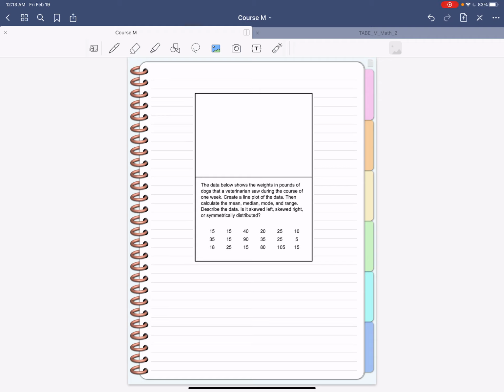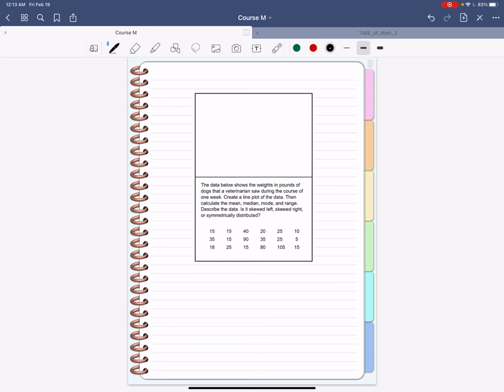Hello there, welcome back. In this video we are going to be looking at mean, median, mode, and range. We're also going to look at two new concepts called skew and distribution.